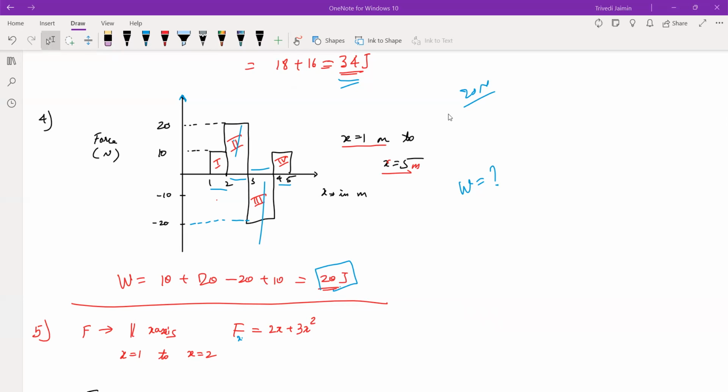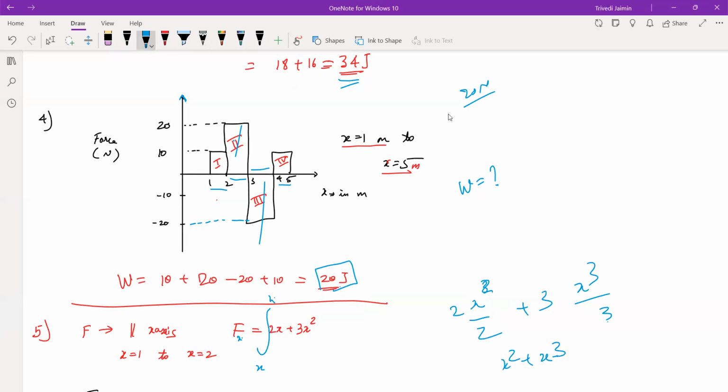Okay, no problem. Now see, if it is integration, right? Anyhow, we have to integrate this by the limits x1 and x2. So it will be 2x square by 2 plus 3x cube by 3. So it will be x square plus x cube.